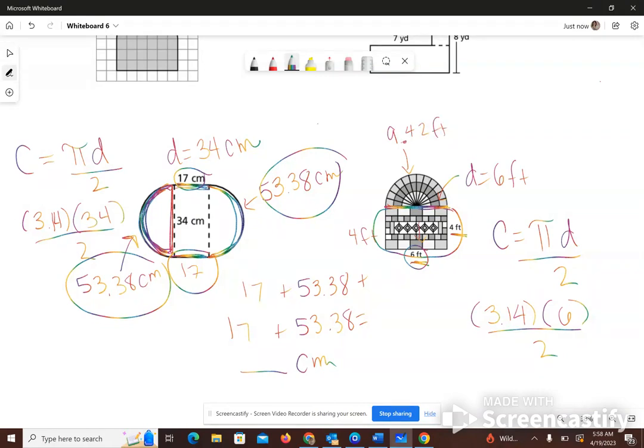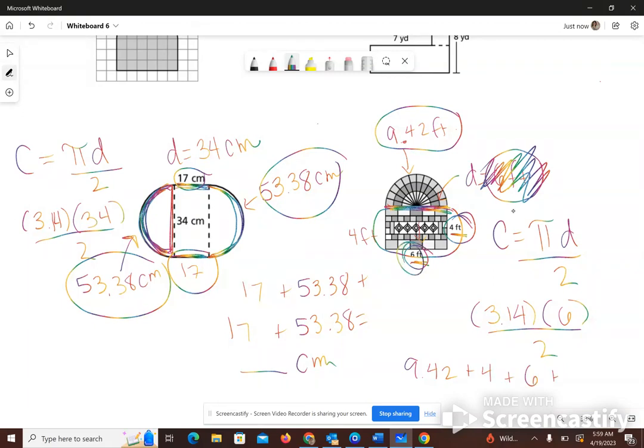Now to find the total perimeter, I have to add those 4 numbers together. So that's my last step. 9.42 plus 6 plus, not this 6. Do not add that 6 because that is the diameter and that's not on the outside of the shape. So we're going to add this 9.42 plus this 4 plus this 6 on the bottom plus the other 4 on the side. So those are the 4 numbers.